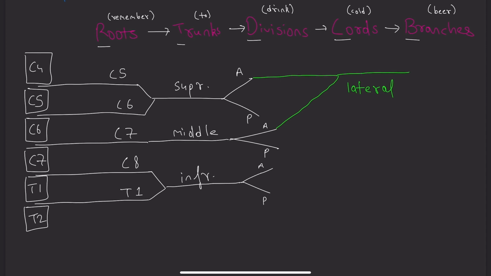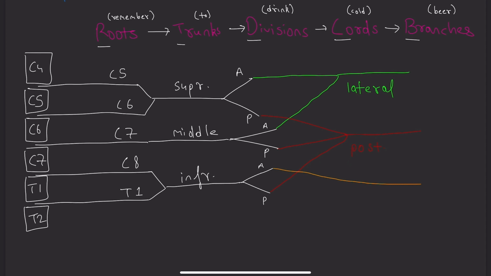Then the posterior divisions of all the three trunks, that is the superior, middle and inferior trunks, will combine to form another cord. Now this cord is formed by three divisions. So what should be the name? It will be the posterior cord. And the anterior division of the inferior trunk continues singly.